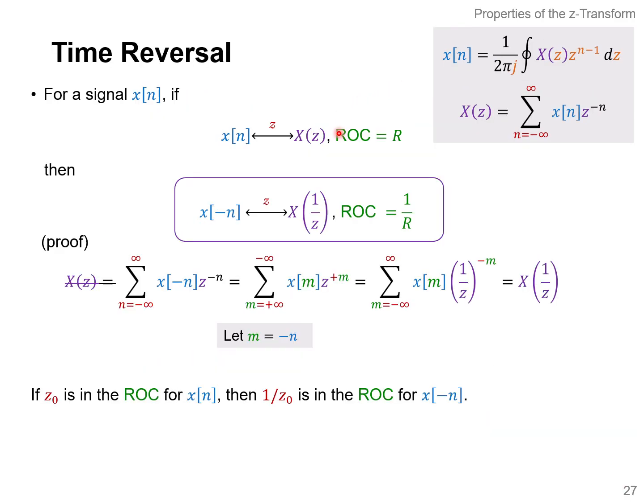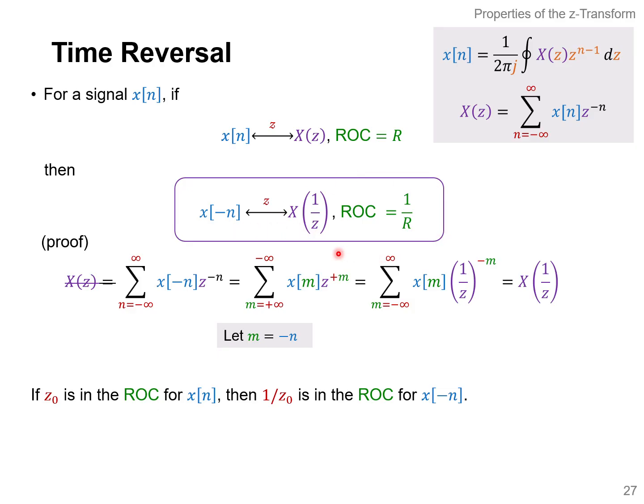Next, we will talk about the time reversal property of the z transform. This property shows what happens when we flip a signal in time. When the signal x of n has the z transform X of z with ROC R, the time reversed signal x of minus n has this z transform.